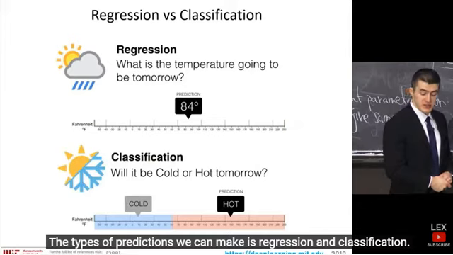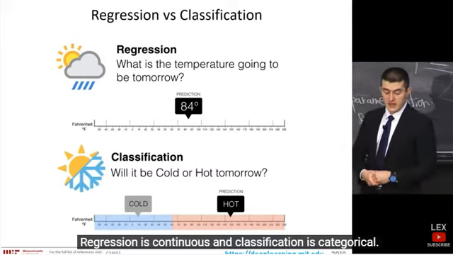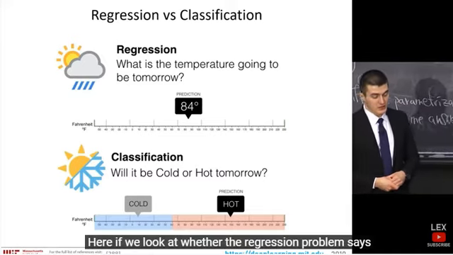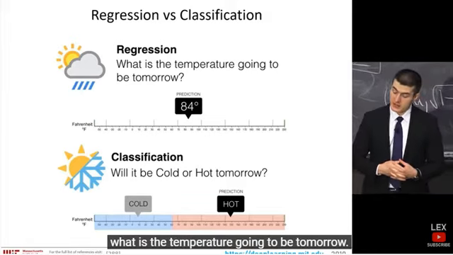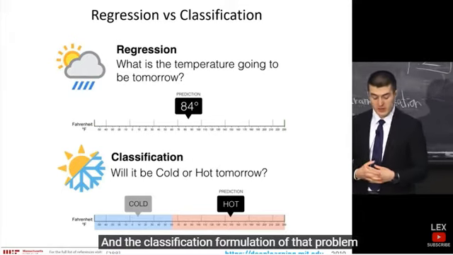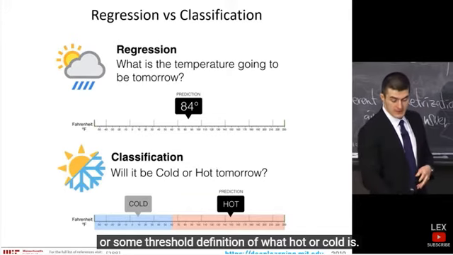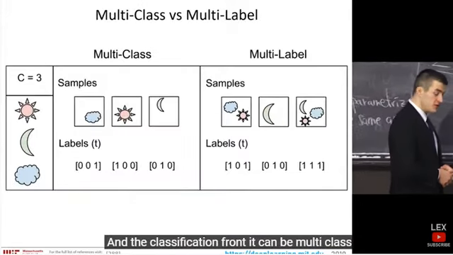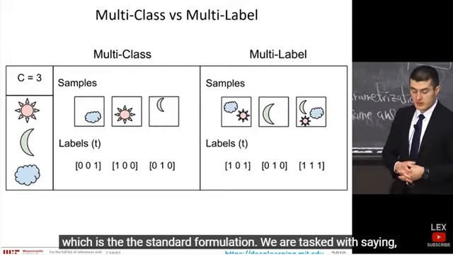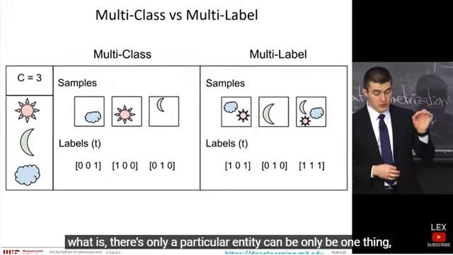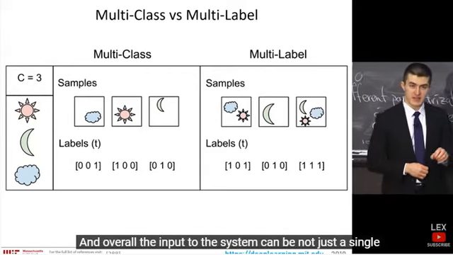The types of predictions we can make is regression and classification. Regression is continuous, and classification is categorical. Here, if we look at weather, the regression problem says what is the temperature going to be tomorrow, and the classification formulation of that problem says is it going to be hot or cold, with some threshold definition of what hot or cold is. That's regression and classification. Now, on the classification front, it can be multi-class, which is the standard formulation, where a particular entity can only be one thing, and then there's multi-label, where a particular entity can be multiple things.